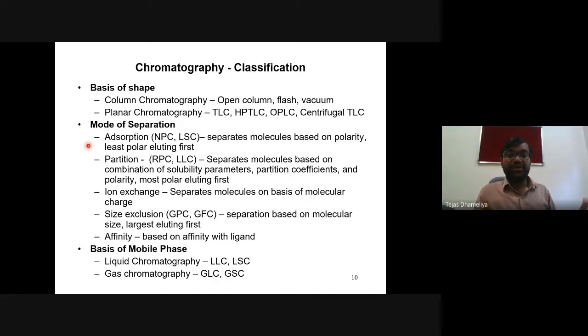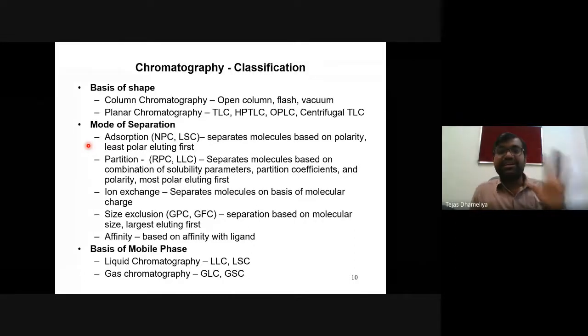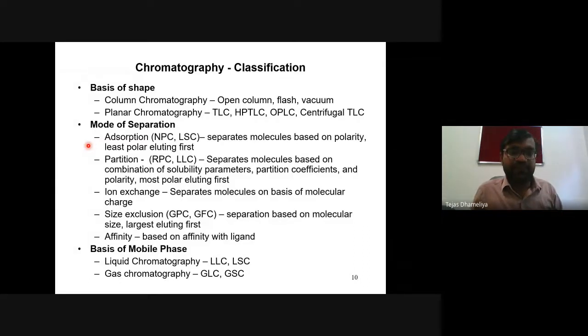Size exclusion chromatography, whose other name is gel permeation chromatography. Depending upon the size of the molecules, sometimes they are used. The largest molecule will elute first, and the small molecule will come at the end. Based upon the molecular size, the compounds are separated.